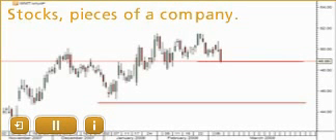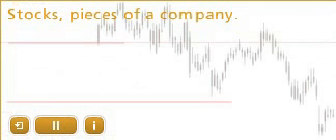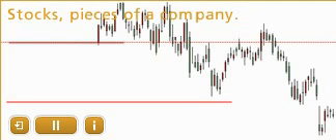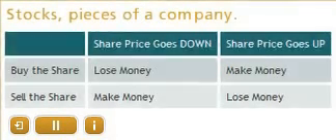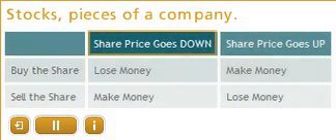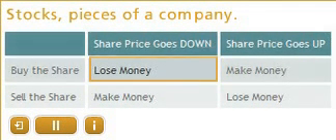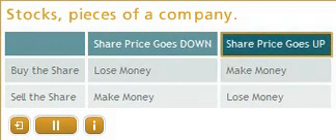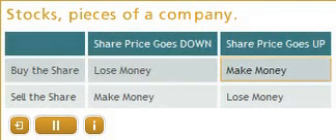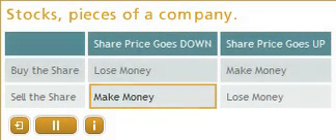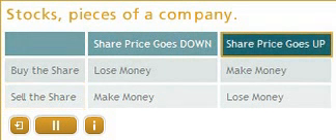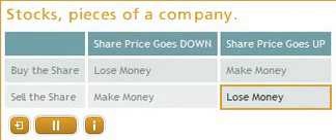When a company makes money, the value of that company's stock generally goes up. When a company loses money, the value of that company's stock generally goes down. Traders buy and sell stocks to take advantage of the price movement of the stock. Here's how it works. If you buy the stock and the stock price goes down, you lose money. However, if you buy the stock and the stock price goes up, you make money. On the flip side, if you sell the stock and the stock price goes down, you make money, while if you sell the stock and the stock price goes up, you lose money.